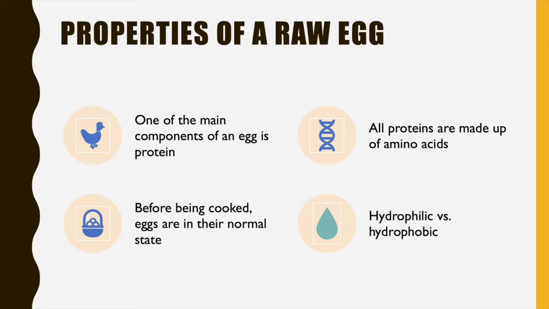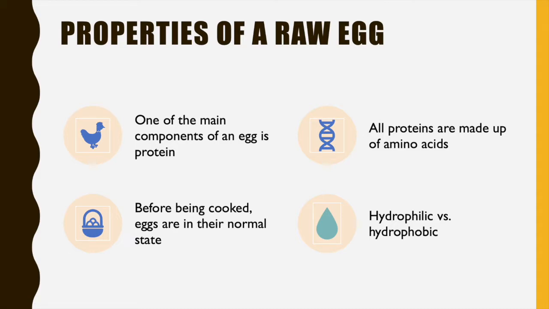Now that we understand the structure of an egg, let's look at the properties of a raw egg. One of the main components of an egg is protein. The egg white is about 12% protein and the egg yolk is about 16% protein. Because of this, any alteration to the structure of these proteins will significantly change the structure of the entire egg. All proteins are made up of amino acids. When an egg is raw, the proteins are in their normal state. This means that the amino acids are folded in a very specific way that gives the protein its shape, and that shape, among other things, gives the protein different properties.